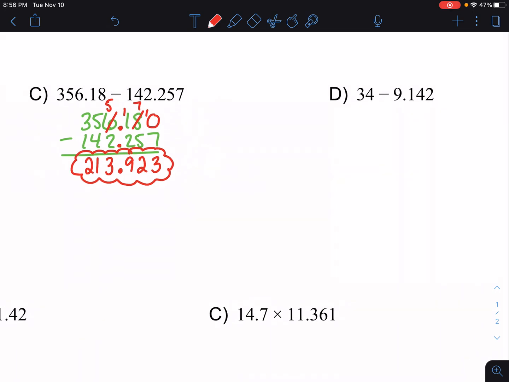Last one, very similar to part B. So I've got 34 with my decimal point at the end, minus 9.142.